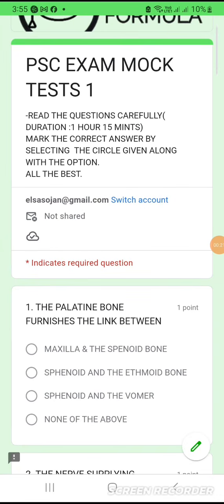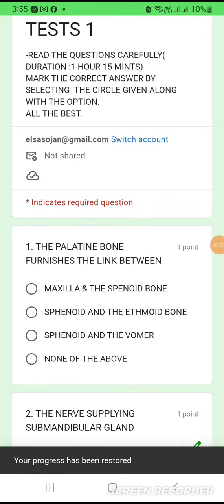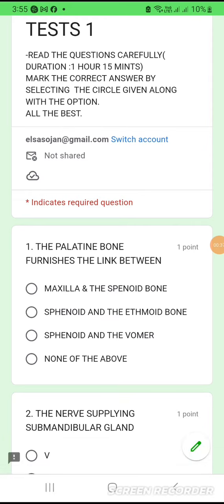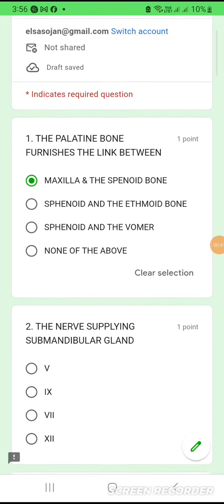Hello, today we're going to deal with 100 MCQs. So the first question, the palatine bone furnishes the link between. The options are maxilla and the sphenoid bone, sphenoid and the ethmoid bone, sphenoid and the vomer, and none of the above. And the correct answer is maxilla and the sphenoid bone.